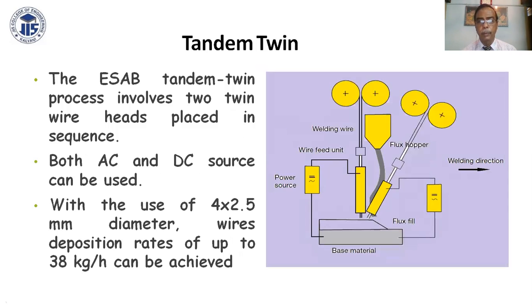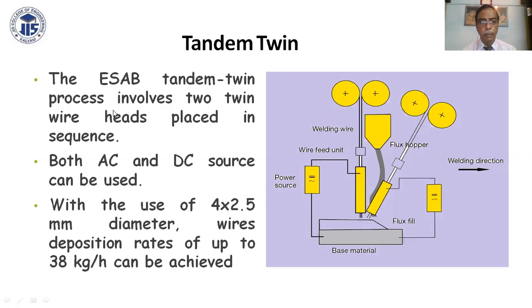Tandem with twin. So this submerged arc tandem twin process involves two twin wire heads placed in sequence. This is a twin wire and another is a twin wire. Both AC and DC sources can be used with 4 into 2.5 millimeter diameter wires, where deposition rates up to 38 kg per hour can be achieved. So to give higher productivity, this machine can be used.